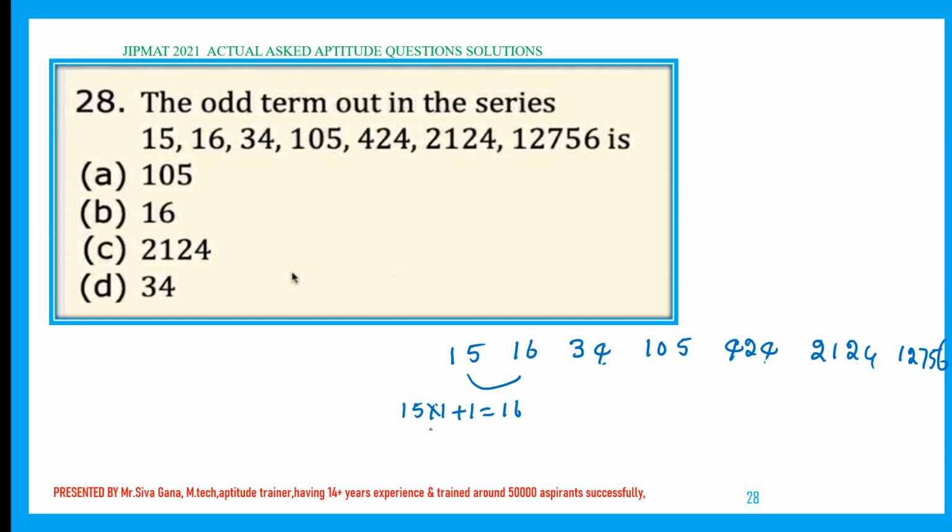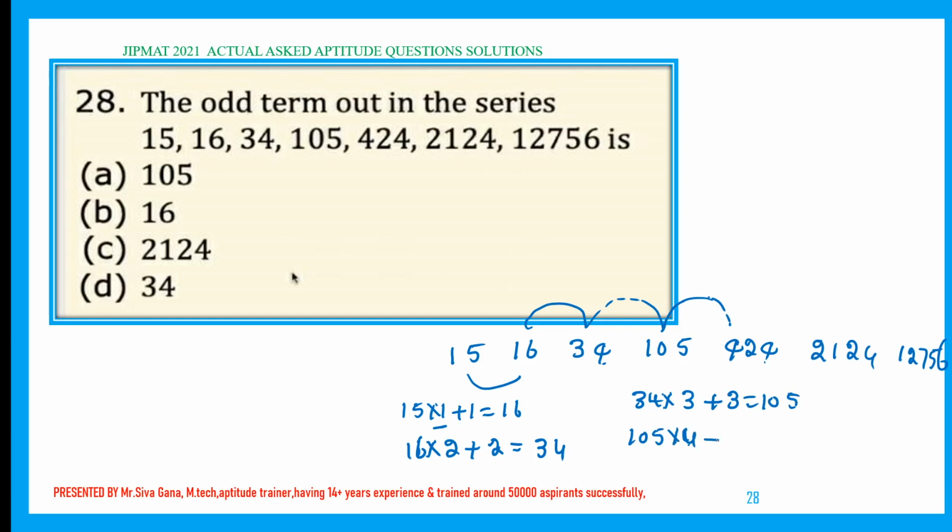First of all, I would like to convey why I am taking multiplication. Just see here: double, more than double, more than triple, more than 4 times. That is possible with multiplication. Now 16 into 2 plus 2, which is 32 plus 2, 34. Now 34 into 3, 102, plus 3, 105. That was the next term. Now 105 into 4, 420, 420 plus 4, 424. That was there in the options.